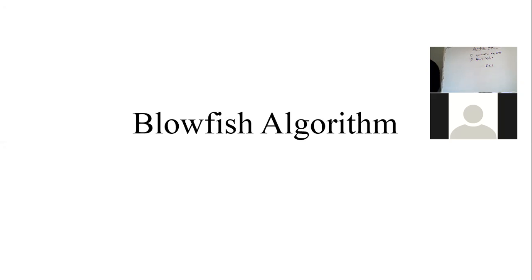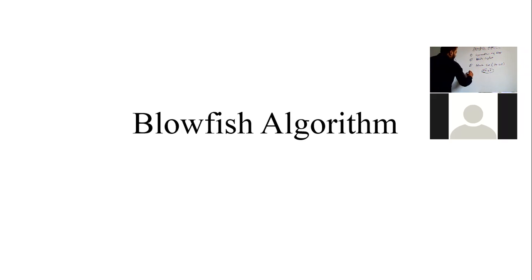Okay, the next point about blowfish algorithm is block size. As I told you, blowfish algorithm is a block cipher. So this means blowfish algorithm divides the plain text into blocks, and the block size is 64 bits. This means the plain text is divided into 64 bits, one block equal to 64 bits. Clear? So the plain text is divided into blocks and each block is of 64 bits.